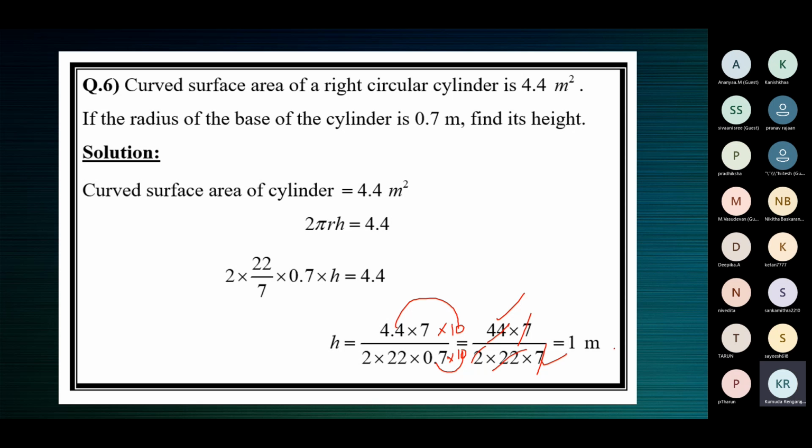The height of the cylinder is 1 meter. 1 meter, not 1 centimeter, because the area is in meter square and we have substituted the radius in meter. So the height is in meter, 1 meter or 100 centimeters.